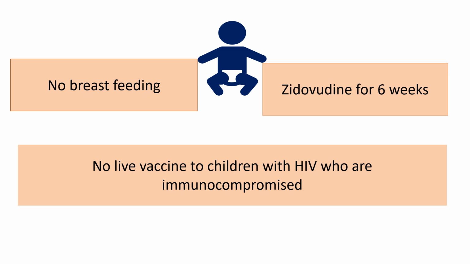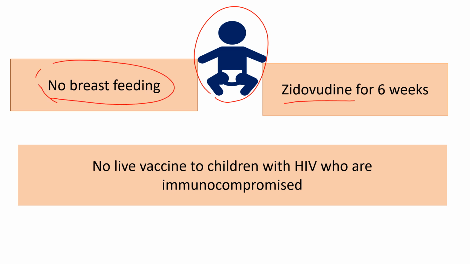Children older than 2 years or equal to 2 years, you can order ELISA, if it's positive, followed by Western blot. Important points to know if you attend a delivery of a newborn to a mother with a positive HIV. Breastfeeding is contraindicated. Also, zidovudine has to be started as soon as possible, within 12 hours, for at least 6 weeks. And no live vaccine to children with HIV who are immune compromised, meaning that the percentage of CD4 T lymphocytes is less than 15%. This is critical to know.